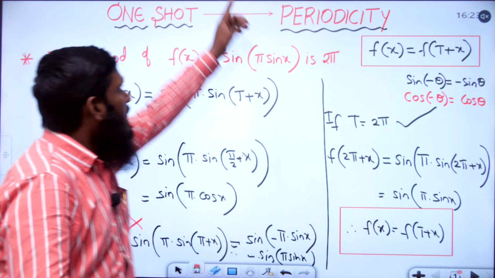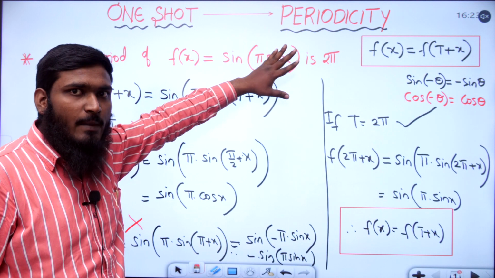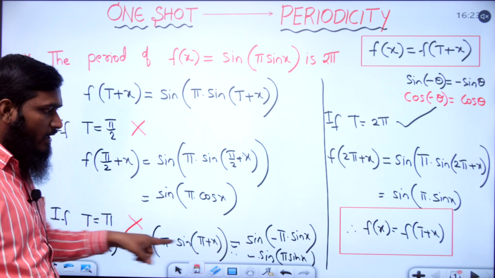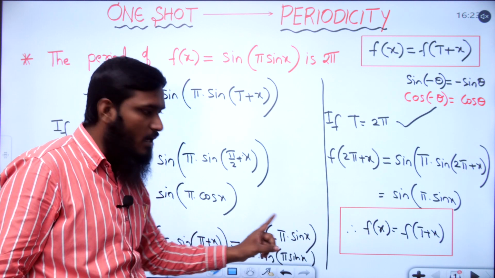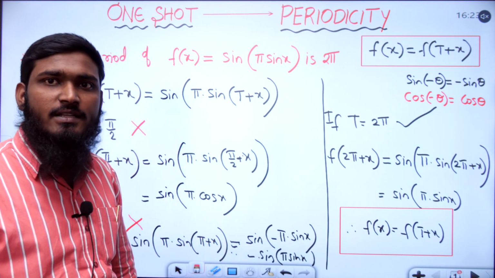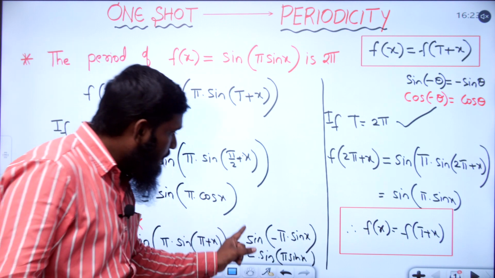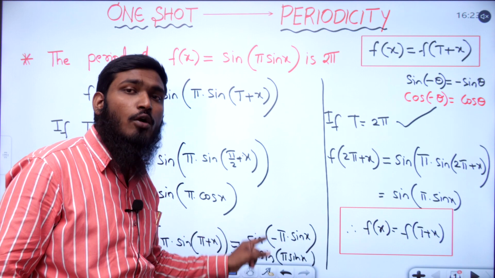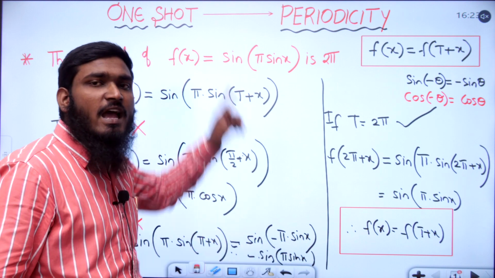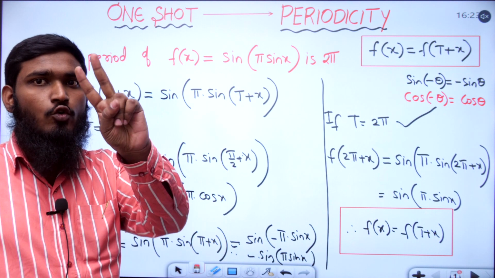Suppose the outside function is cos, whatever the inside may be. As we have taken t equals pi, sine of minus theta means minus sine theta, so we get the wrong answer there. The condition is not satisfied. Suppose if you take cos of minus theta, we can write plus cos theta. If you take plus cos theta, then f of x equals f of t plus x. Understood?